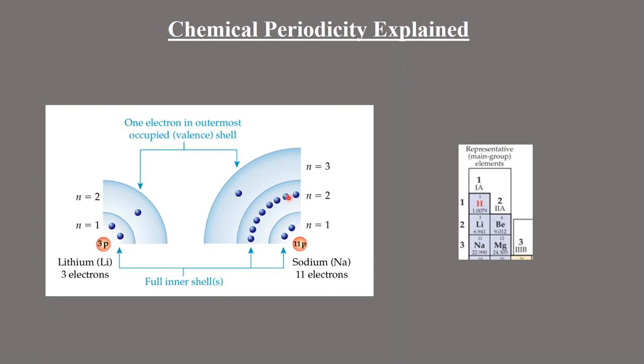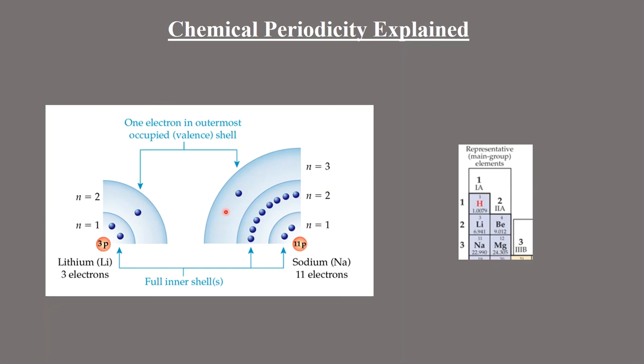Sodium has 2 inner shells, first and second. First shell can hold a maximum of 2 and you have those 2 electrons. Second shell can hold a maximum of 8 and you have 8 electrons here. So both lithium and sodium have completely filled inner shells. And there is only 1 electron in the outermost shell of both atoms. Lithium has 1 electron and sodium has 1 electron.